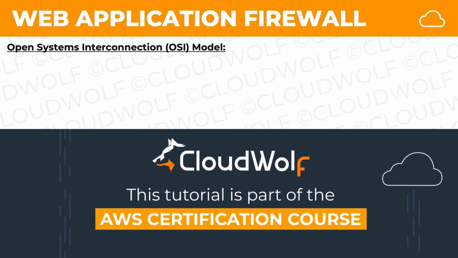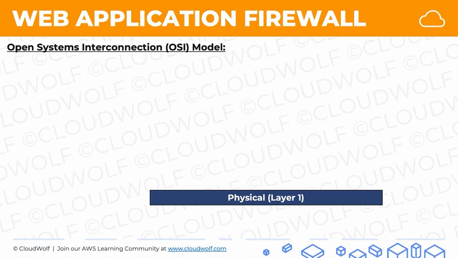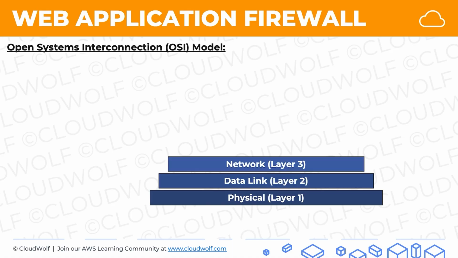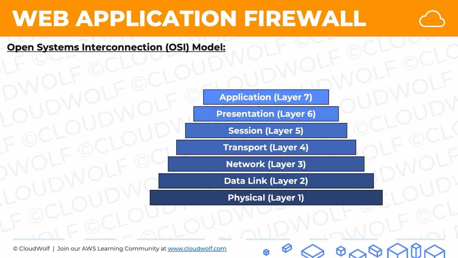Okay, so first we need to talk about the Open Systems Interconnection OSI model. This model represents how computers talk with each other over connections, and it has 7 layers. It has the physical layer, the data link layer, the network layer, the transport layer, the session layer, the presentation layer, and the application layer. We're not going to go into detail on these layers right now. We'll have a separate tutorial about this.